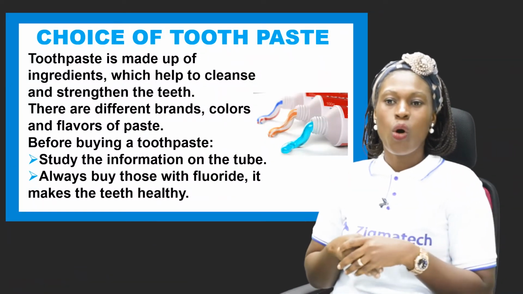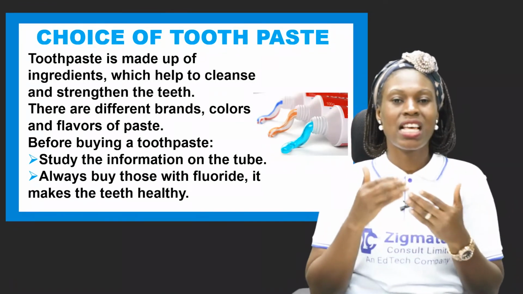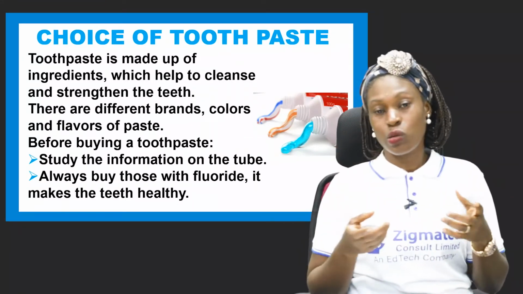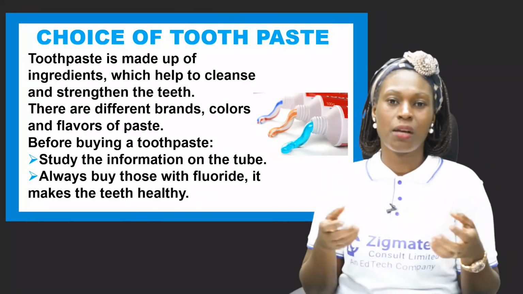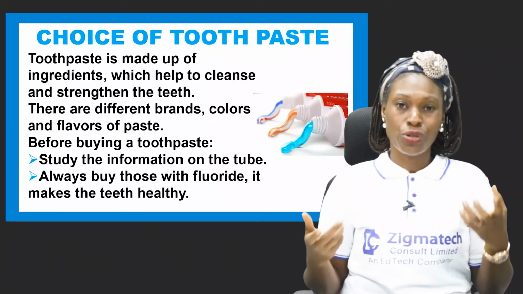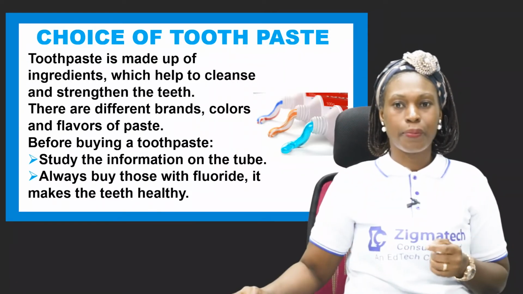The next one is to always buy toothpaste that contains fluoride. This helps keep the teeth healthy. So when you want to get your next toothpaste, look out for those that have fluoride in them, because it helps keep the teeth healthy. And mostly for children, it's very healthy that they use toothpaste that contains fluoride.